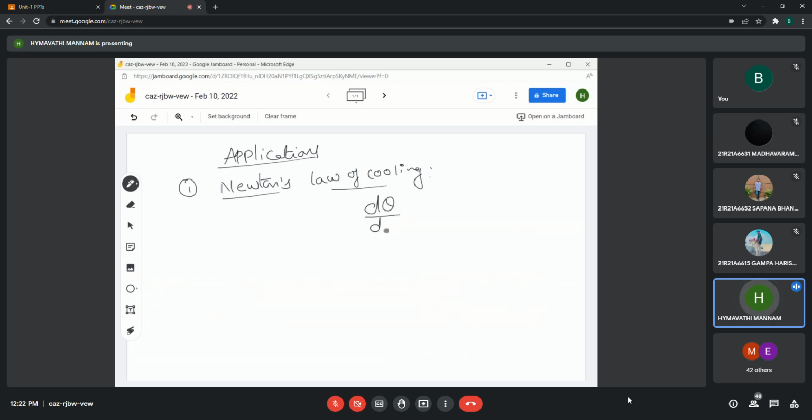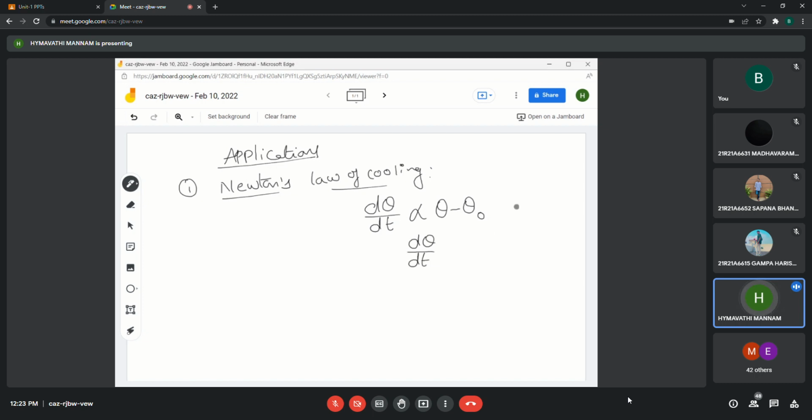So mathematically we write d theta by dt is proportional to theta minus theta naught. Usually we take theta naught as the surrounding medium temperature, which is usually air. Here we are taking a proportionality constant.